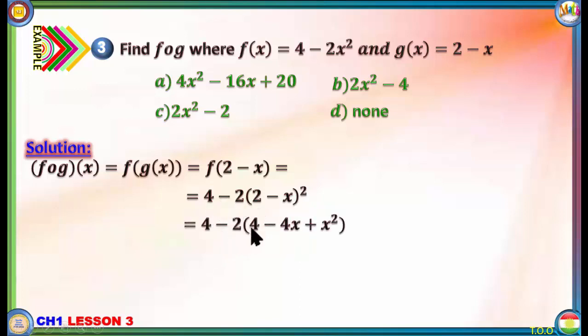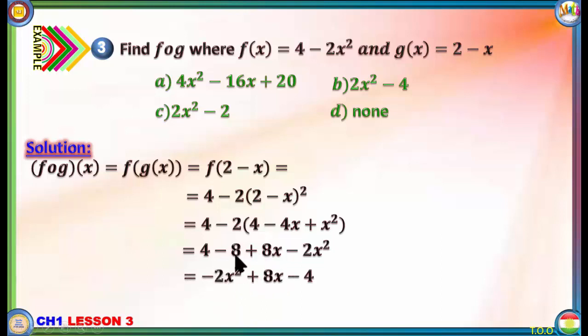2 squared is 4. 2 times minus x minus 2 is minus 4x. Minus x times minus x is plus x squared. And then 2 times 4 is 8. Minus 2 times minus 4x is plus 8x. Minus 2 times plus x squared is minus 2x squared. It becomes minus 2x squared plus 8x.